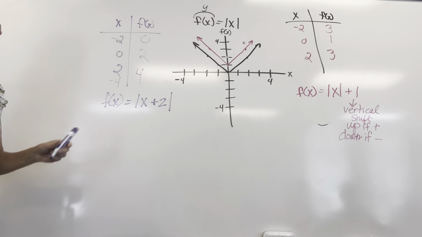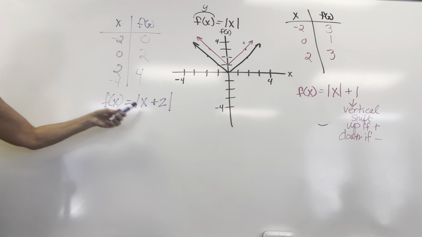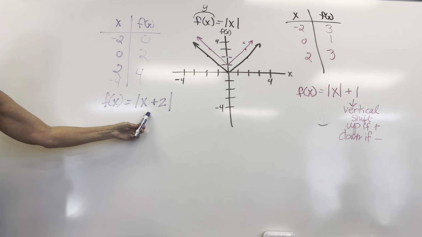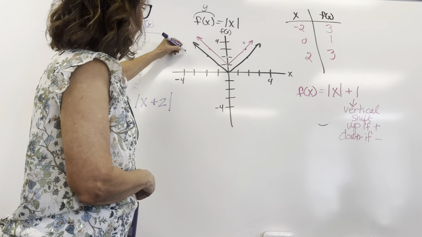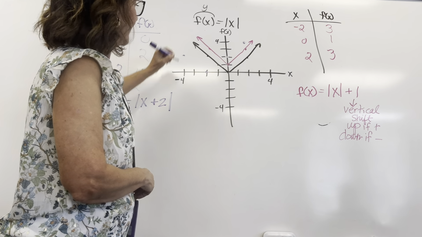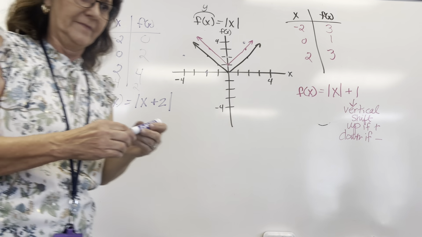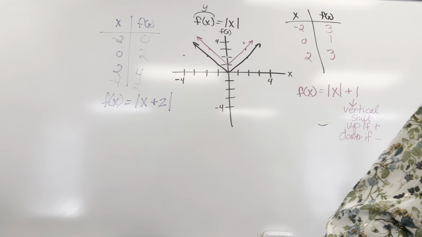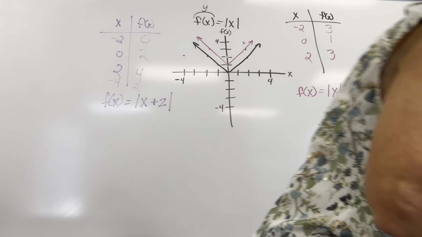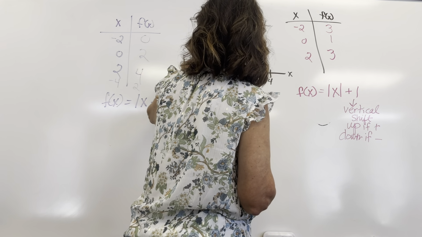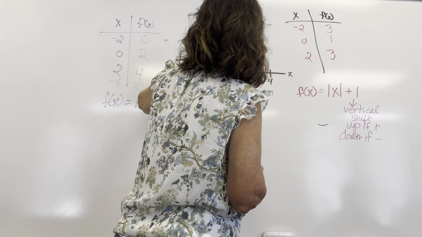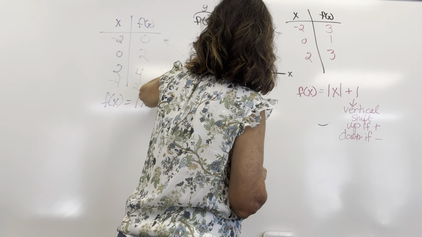Let's do one more. Negative 4, what's the result here? When I put negative 4 here, positive 2. I needed my other side of the V. Let me see if I have another purple marker. I'm just going to go with this one. So that my V looks like this. It's not any wider.